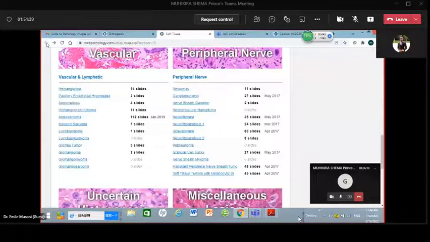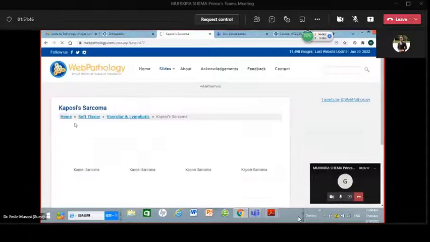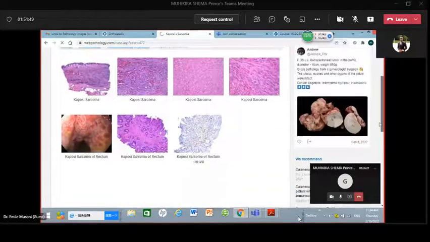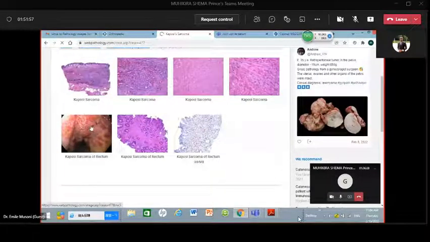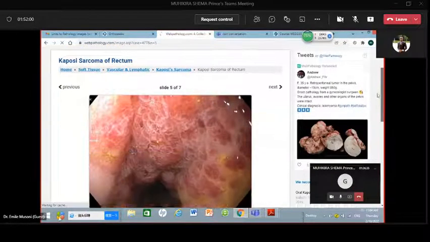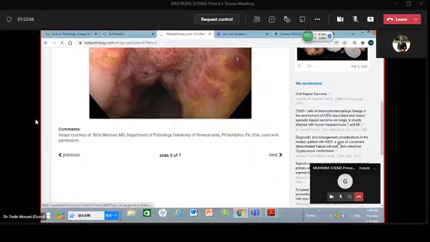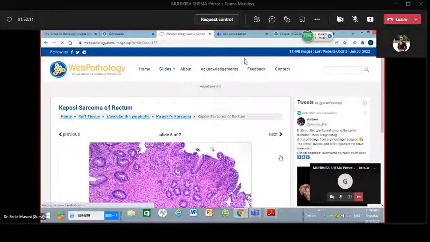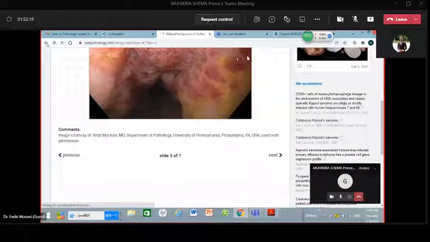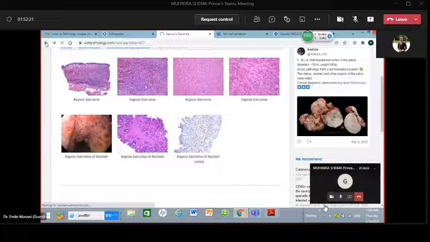Another one I have to show is Kaposi sarcoma. This one you must know. And this one is a clinical image of a Kaposi on the rectum. This is a histological image. Kaposi sarcoma is caused by the herpes virus 8.